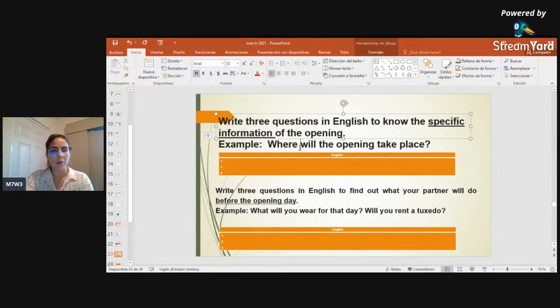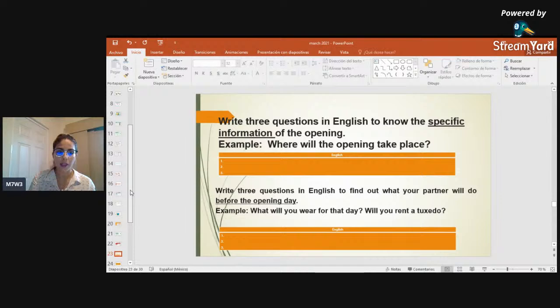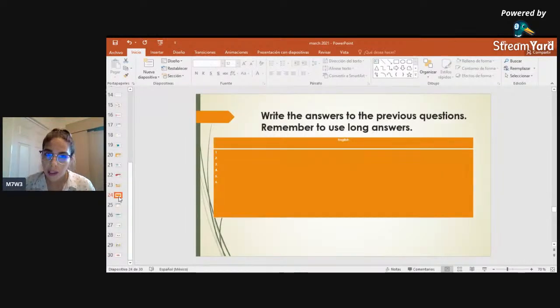Entonces aquí tenemos un ejemplo. What will you wear for that day? ¿Qué vas a vestir en ese día? Would you rent a tuxedo? ¿Vas a rentar como tipo un smoking, un saco, un traje formal? So you're going to include the questions you want to get. Aquí you're going to write the answers to the questions.